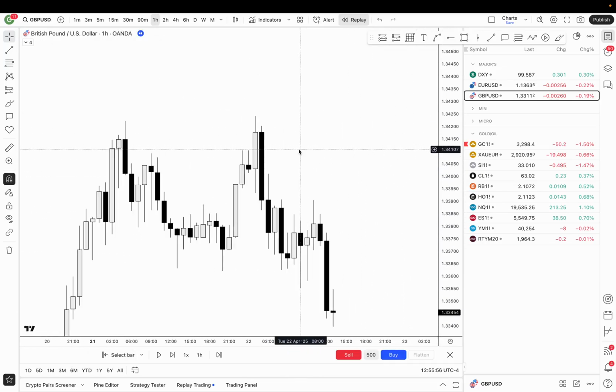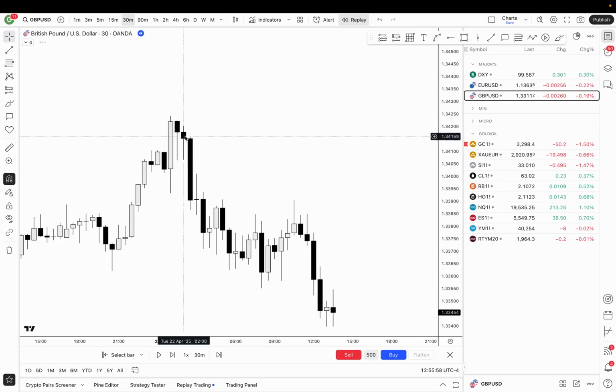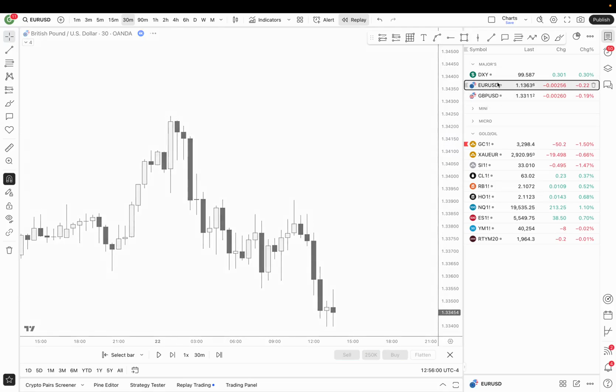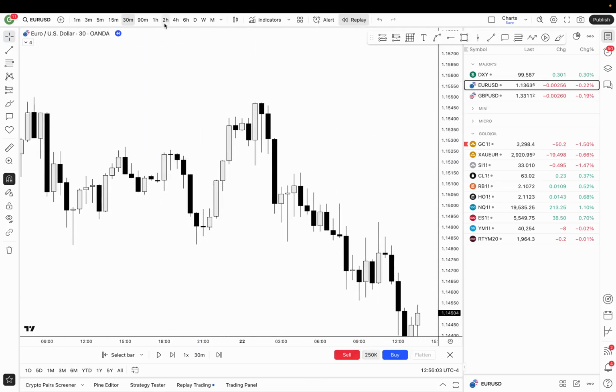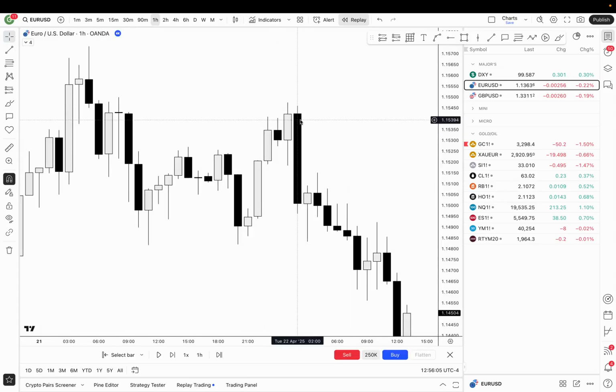This one looks a little decent. What about 30-minute here? Nope. What about over here? Nope. So there's no 30-minute close. You get an hourly close. You can't really trade it until right here, low key.